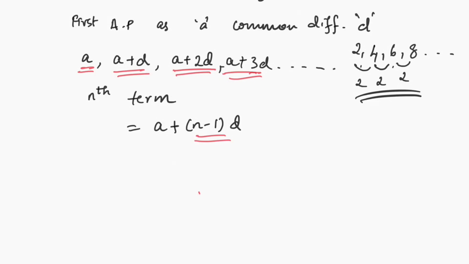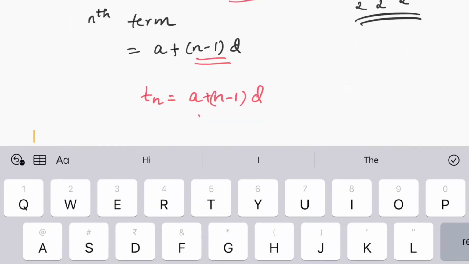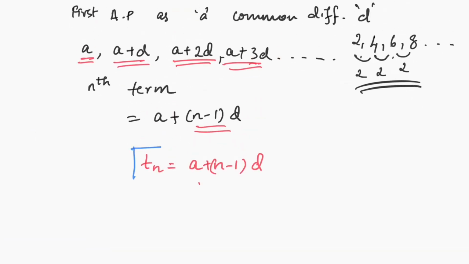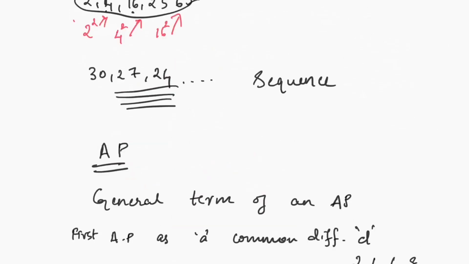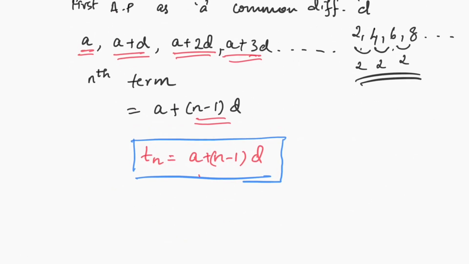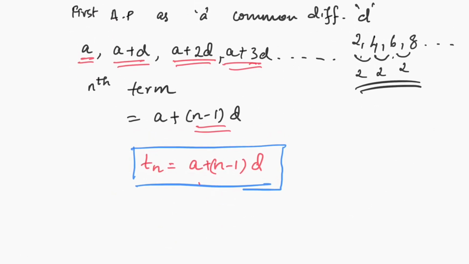So you can write the formula for finding the nth term as Tn equals a plus n minus 1 into d. So that will be the formula. Okay. Now let us start with the exercise. Let us start with exercise 10A. Okay.